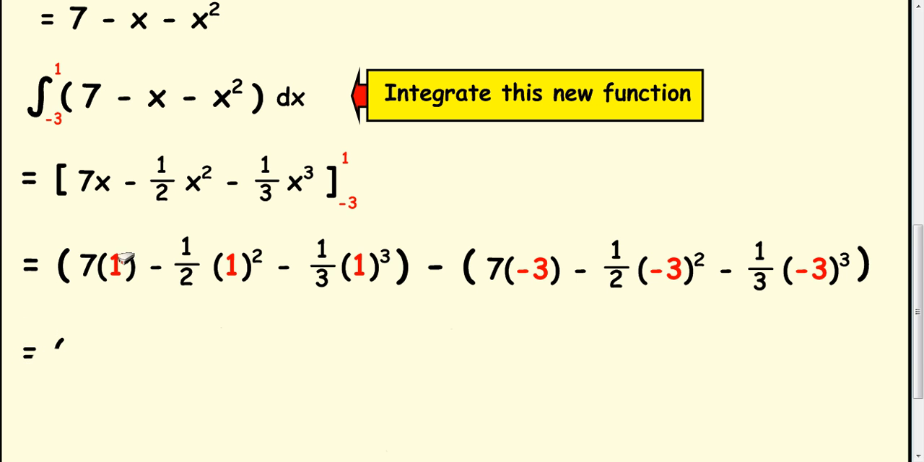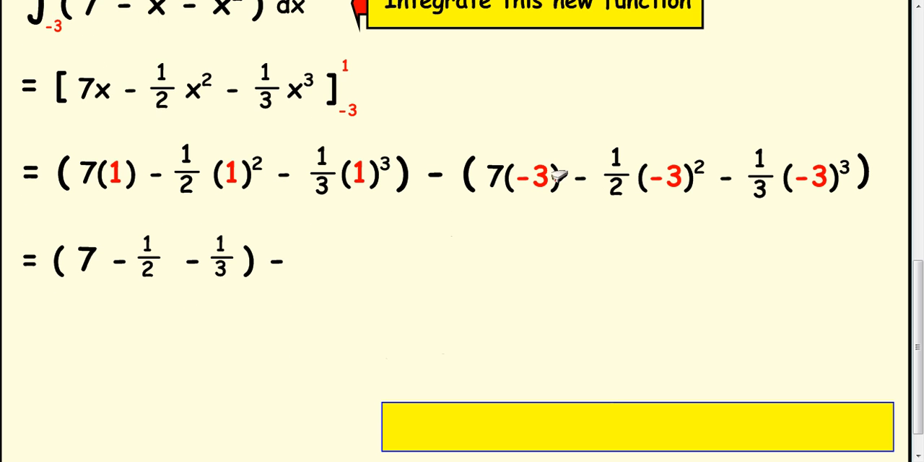So we have to sort this all out. That's going to be 7 take away a half times 1, which is just a half, take away a third times 1, which is just a third. So we've got 7 take away a half, take away a third. Subtract, and then you're going to have negative 21. That's going to be 9, half of 9, 9 over 2, or 4.5. And then you're going to have negative 3 cubed, so that's negative 27. A third of that's negative 9, so that'll be a plus 9 at the end. So then negative 21, take away 4.5, and a plus 9 from this part here.